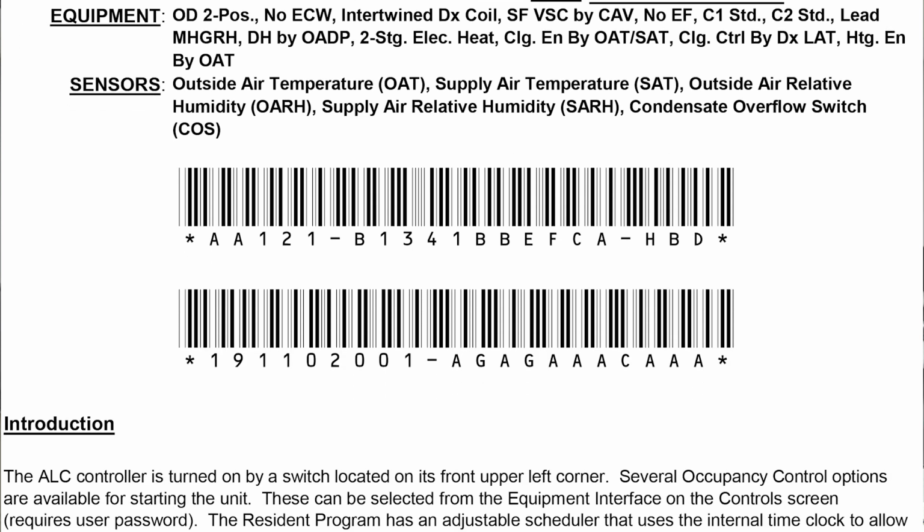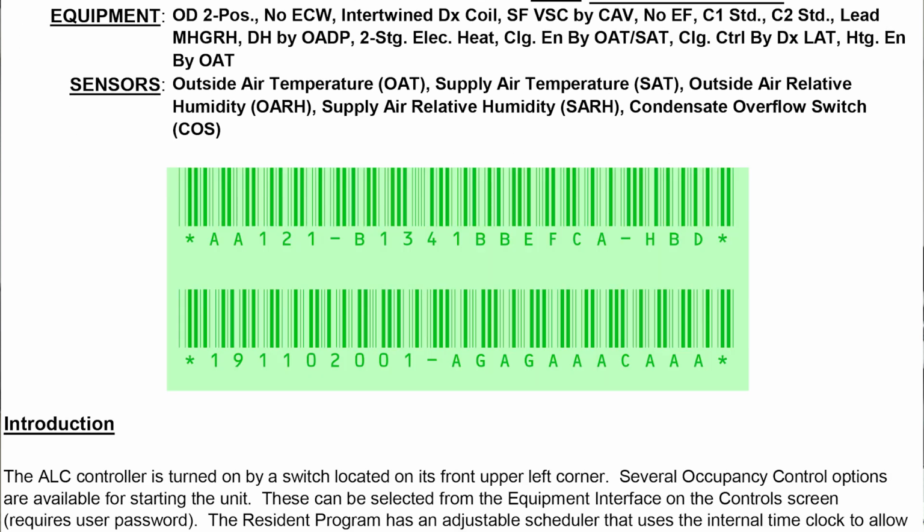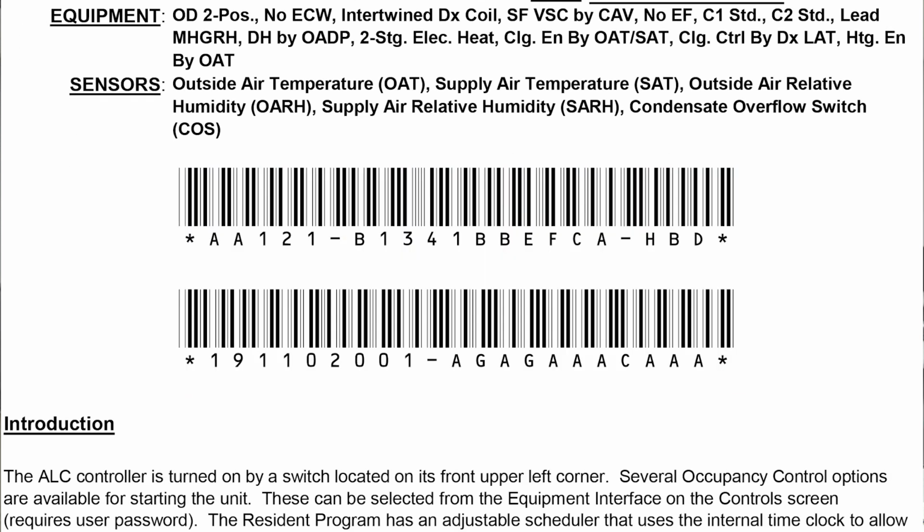Now, down below that, you're going to see two barcodes, and these barcodes are used by our engineering department to create the program that runs on the ALC controller that is installed in your unit. So that's what those barcodes are used for. And by the way, Addison only issues a sequence of operation for equipment that has ALC controls in it.